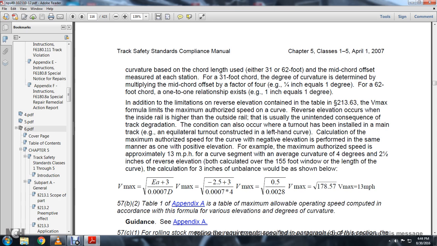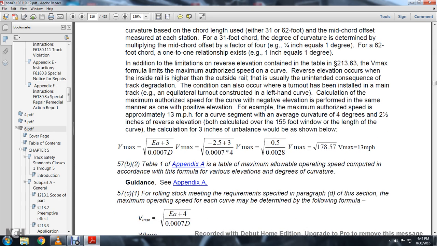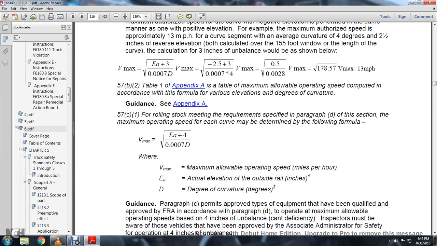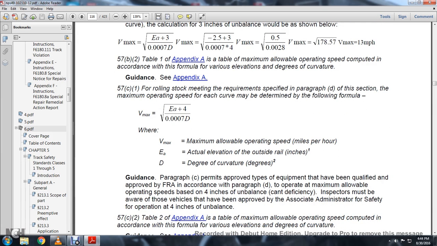Consider a curve segment with an average curvature of 4 degrees and 2.5 inches of reverse elevation, both calculated over a 150-foot window within the length of the curve. The calculation with 3 inches unbalanced is shown below. The Vmax is equal to the square root of the quantity Ea plus 3, over 0.0007 times the degree of curve, per Table 1 of Appendix A of the maximum allowable operating speeds, computed in accordance with the formula in terms of the degree of the curve.